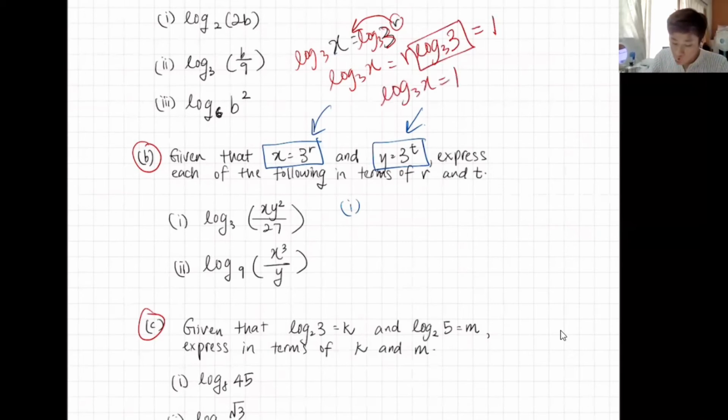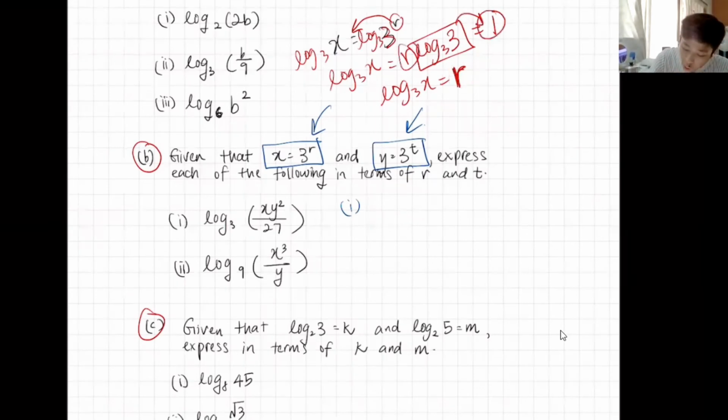Why am I changing it to log base 3? Because I noticed in the questions below that the bases are all 3 and 9. It's all the family of 3. So it is useful if I can have the substitution. Oh, I made a mistake here. This is supposed to be r, because log base 3 of 3 is 1. So r times 1 is r.